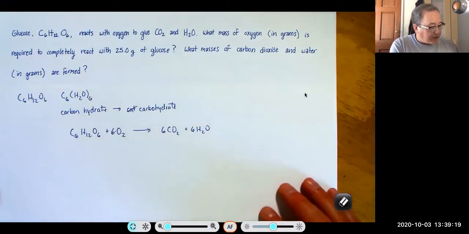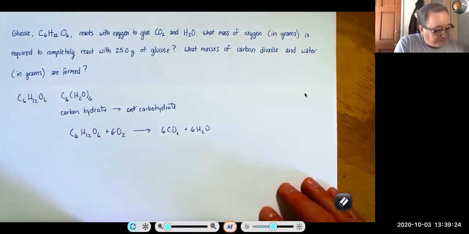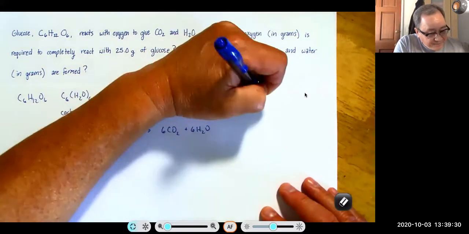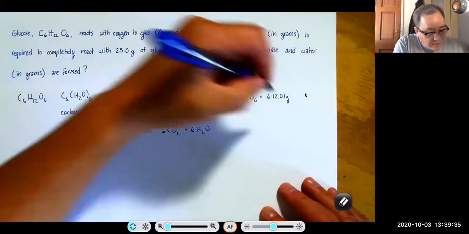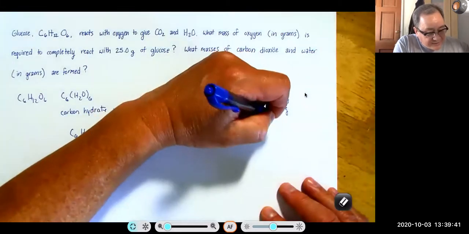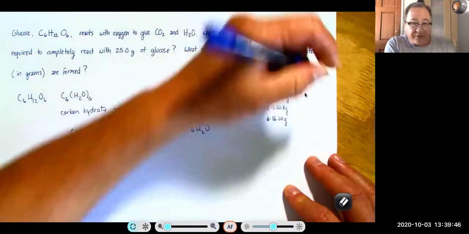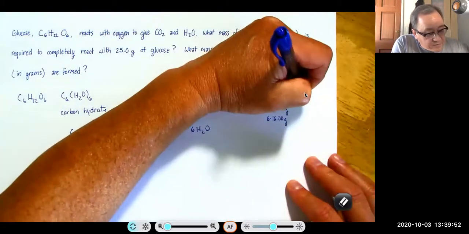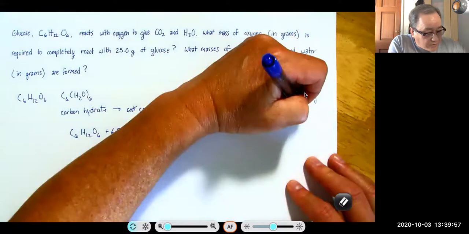Another thing that would be nice to know is the molar mass of all of these things, because we're probably going to end up needing it. So when we have C6H12O6, that's going to be 6 times 12.01 grams, 12 times 1.008 grams, and 6 times 16.00 grams. So I'm doing this in my head, so it's going to be a little slow. 6 times 12 is what? 72.06 grams. 12 times 1.008 is going to be 12 grams.